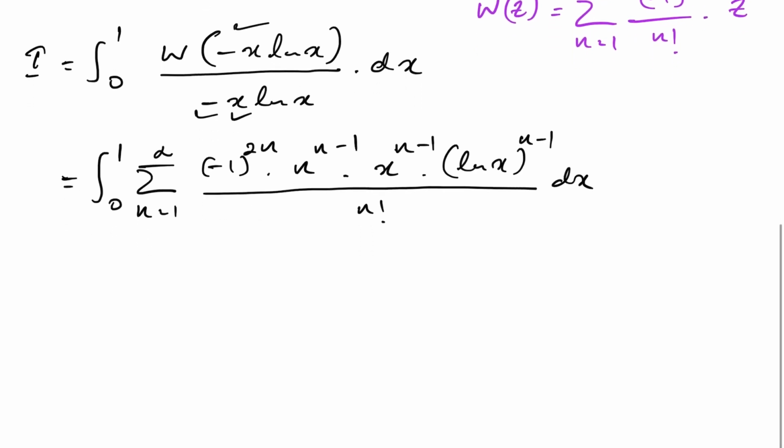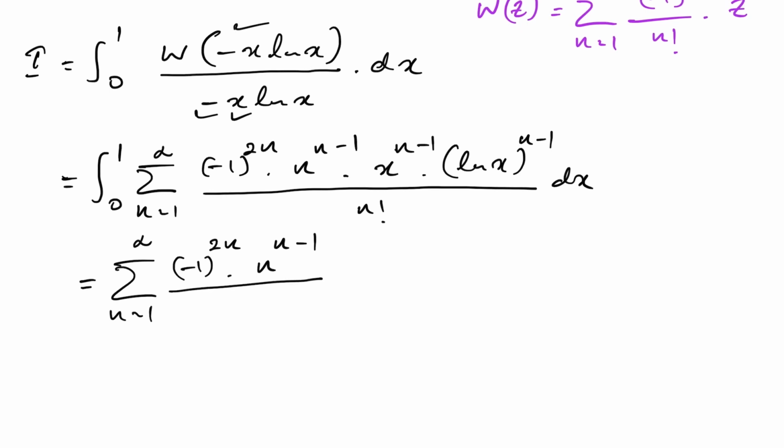Well, let us simplify a little bit. Now we can interchange the sum and integral sign. So sum of n equals 1 to infinity, minus 1 to the 2n, n to the n minus 1 over n factorial. Now the integral from 0 to 1 of x times natural log of x raised to the n minus 1, dx.